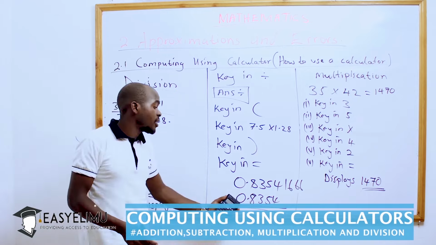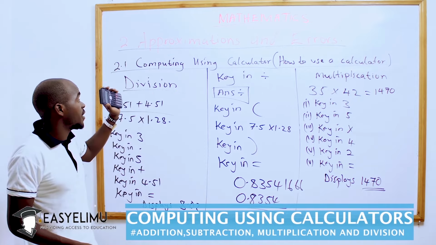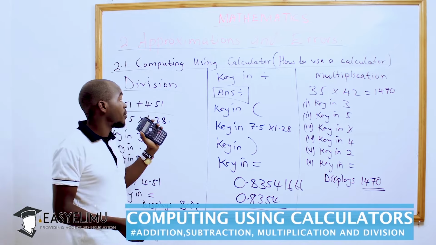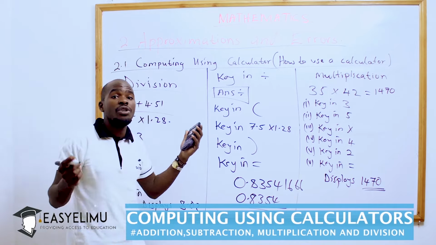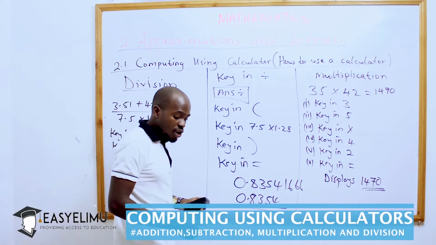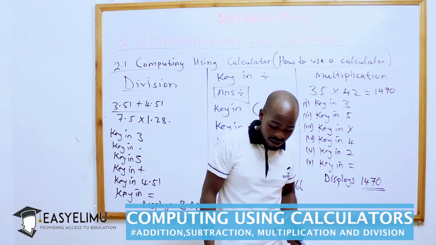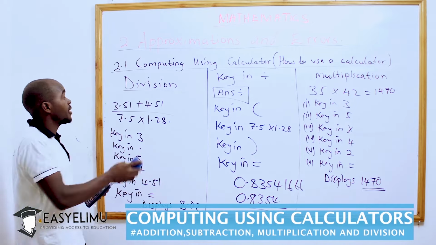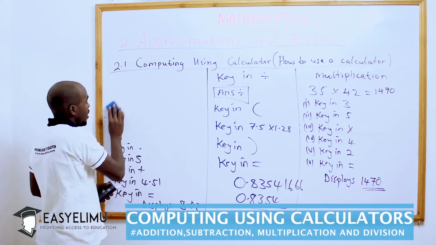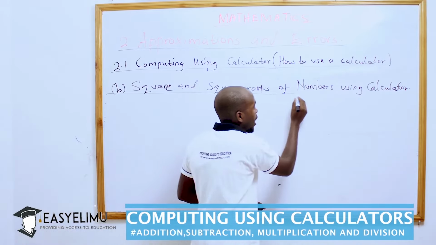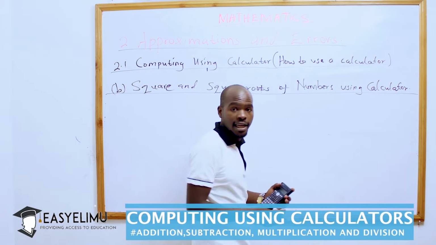So in that we have seen how we can use the calculator to calculate numerical sums, multiplication, division, or even subtraction. Let's continue and see how we can compute different kinds of mathematics using the same calculator. Now let's see how we can find square and square root of numbers using calculators.